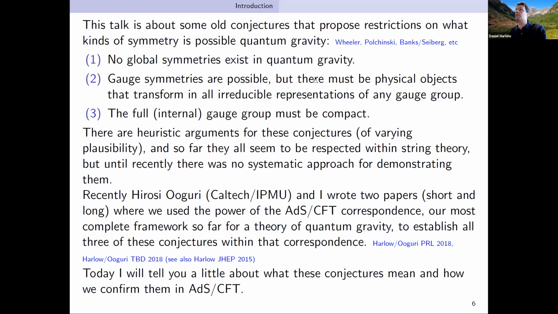Why don't global symmetries exist in quantum gravity? Well, I guess that's what I'm going to try to explain in this talk.